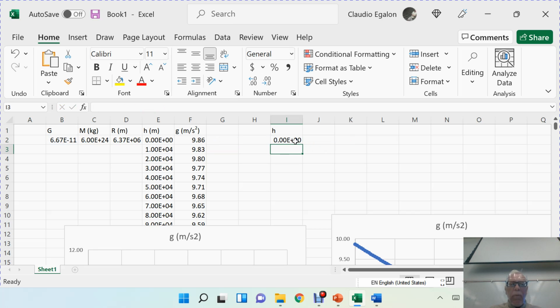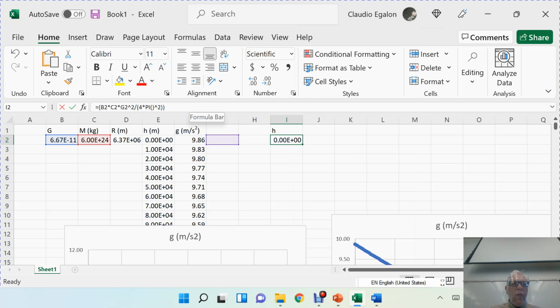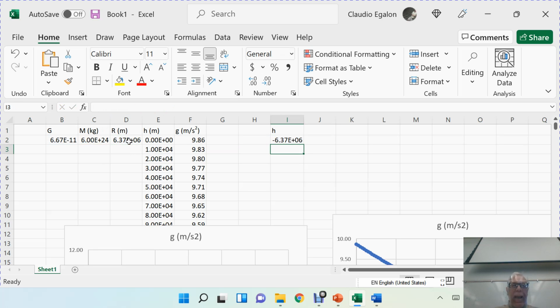What else do I have to do? I have to subtract this value from the radius of the Earth. That's already here. I didn't put the period yet. I'm going to put the period now. But the period, remember, has to be in seconds. h is going to be in meters.